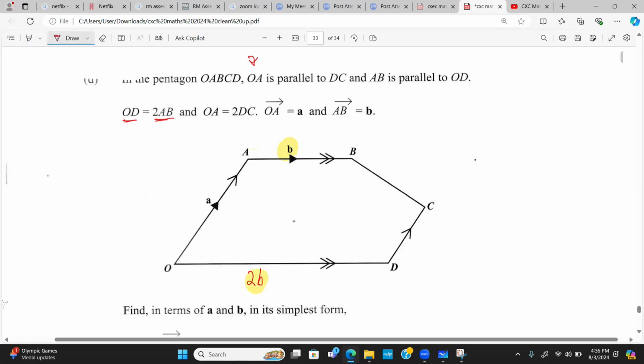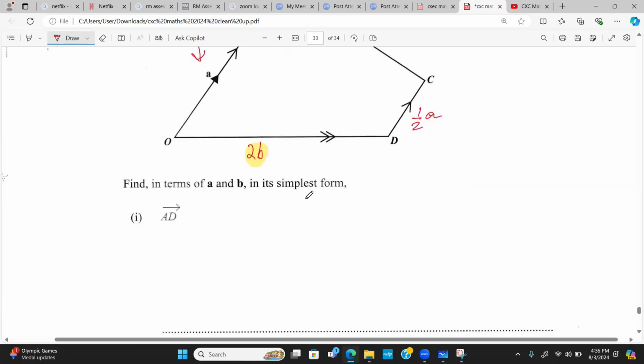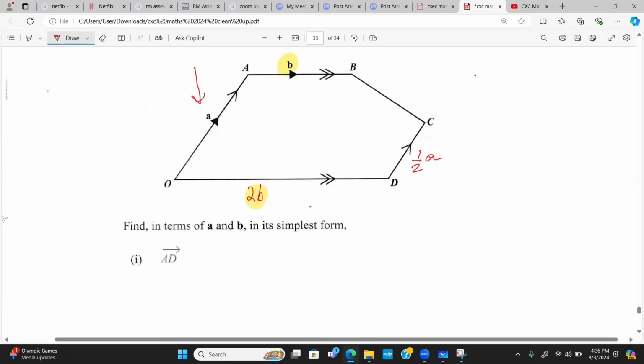What else? We also got information that OA right here is 2 times DC. OA is a. So DC is going to be a half a, very simply. Labeling your diagram is an easy way of walking through the rest of the questions. Now let us look at what they want. They want us to find, in terms of a and b, the vector from A to D. So I need to find this.